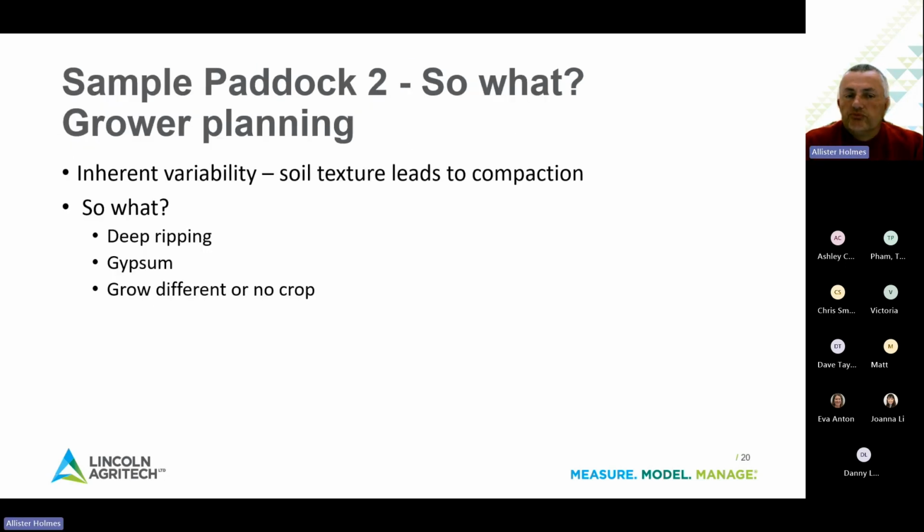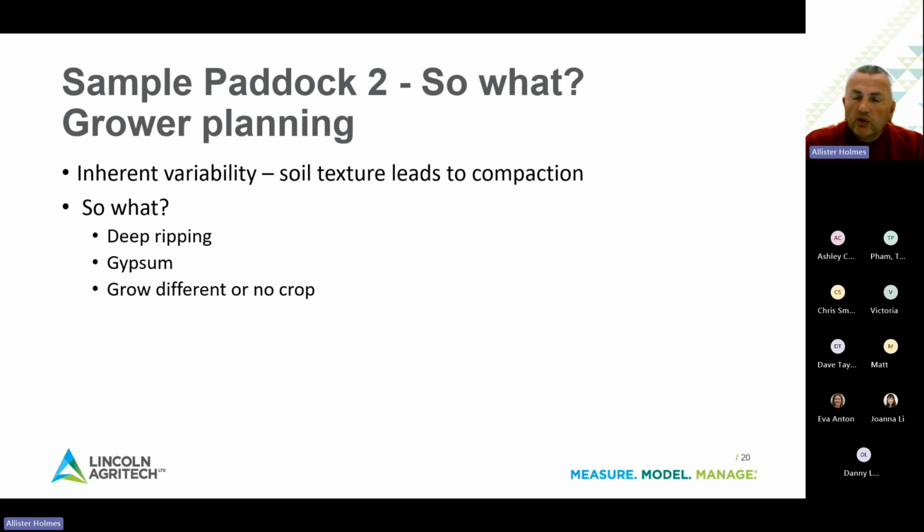Okay, so the same question for the sample paddock. So what can the grower do? In this paddock, we've got inherent variability. The clay soil texture near the stream leads to compaction, and that leads to problems with being able to create a seed bed, which leads to the problems of bird damage, so the yield's down.